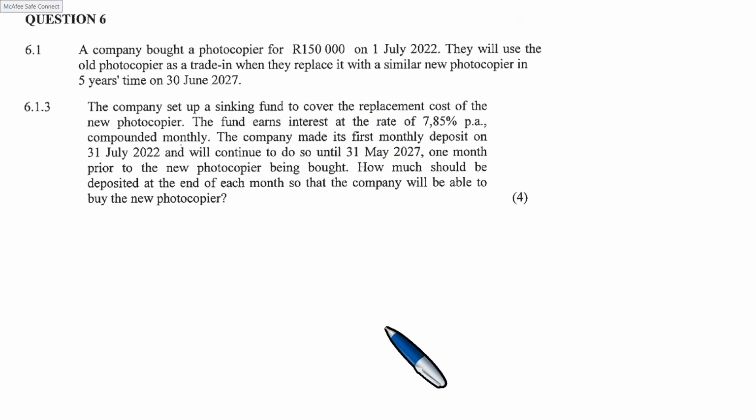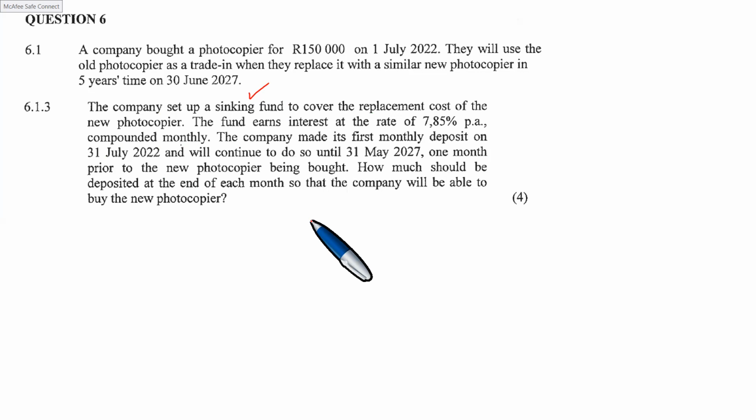A company bought a photocopier for 150,000 Rand on 1 July 2022. They will use the old photocopier as a trade-in when they replace it with a similar new photocopier in 5 years' time on 30 June 2027. The company set up a sinking fund. So now we are discussing sinking funds. It set up a sinking fund to cover the replacement cost of the new photocopier.